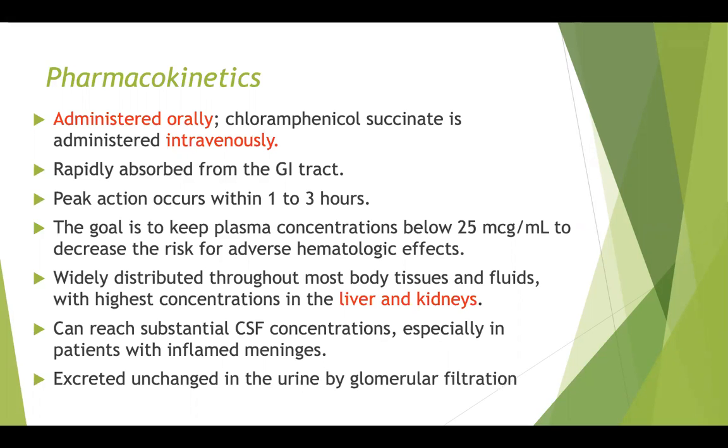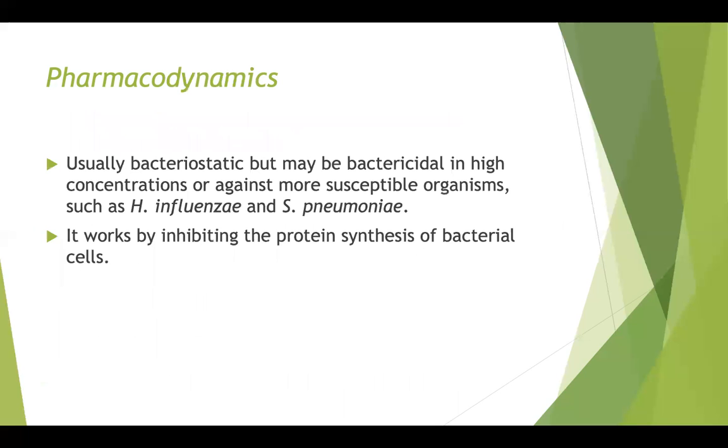It is widely distributed in most body tissues and fluids, with the highest concentration in the liver and kidneys. It can reach substantial CSF concentrations, especially in patients with inflamed meninges. As we have mentioned, this is also effective in meningitis. It is excreted unchanged in the urine by glomerular filtration, so it can also affect our kidneys.